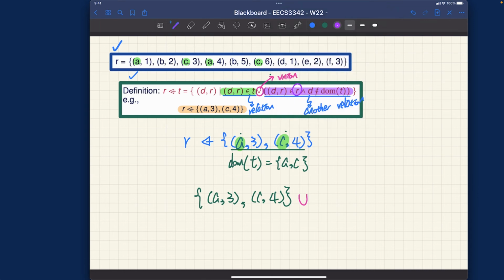However, the first element, d, cannot be a member of the domain. What's the domain of T? A and C. So we're going to find out everything that's outside the domain, which is exactly those that are not green over here. Exactly what I just circled. All right, over here. Well, that's what we get a union with. So it's going to be B2.